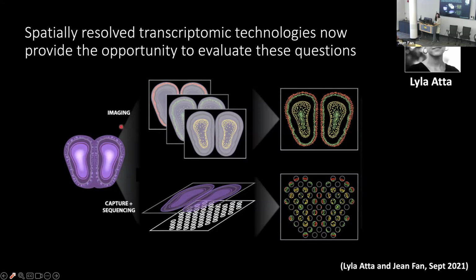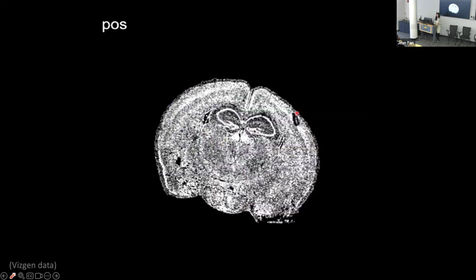These technologies do span many different what we kind of consider as flavors, either by imaging or by capture and sequencing. And these technologies do differ in terms of not only their method for capturing and characterizing the transcripts, but also there's a lot of variation in their throughput and their resolution. But very broadly speaking, what these technologies allow us to do is not only see where these cells are in the tissue.